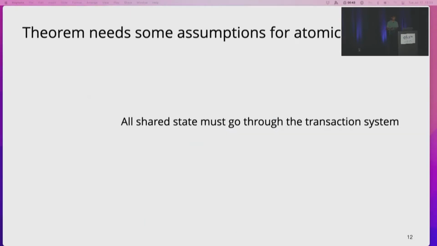Now, I've shown a slightly simplified version of the simulation transfer theorem. An important complication is that it only holds if the program that we're verifying uses the transaction system correctly. And in particular, the theorem includes a requirement that all the shared state in the system has to go through the transaction system, which is kind of intuitive. The transaction system needs to know about all of the shared state so it can actually make things atomic.